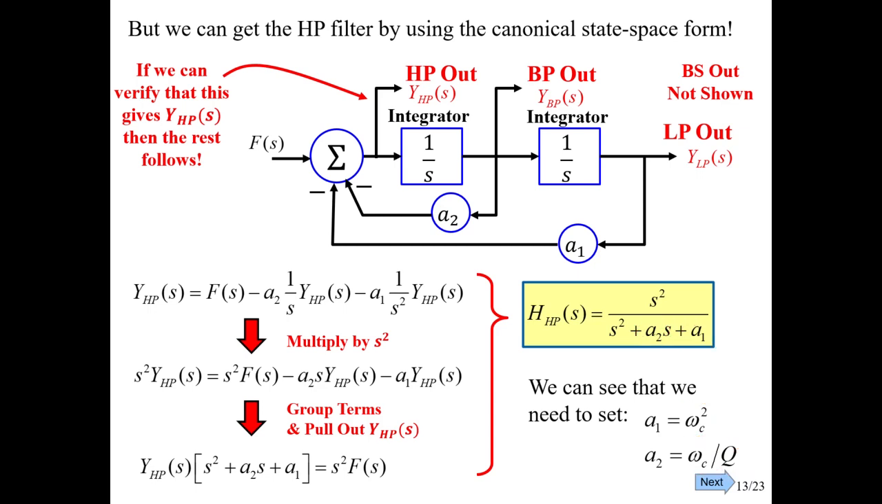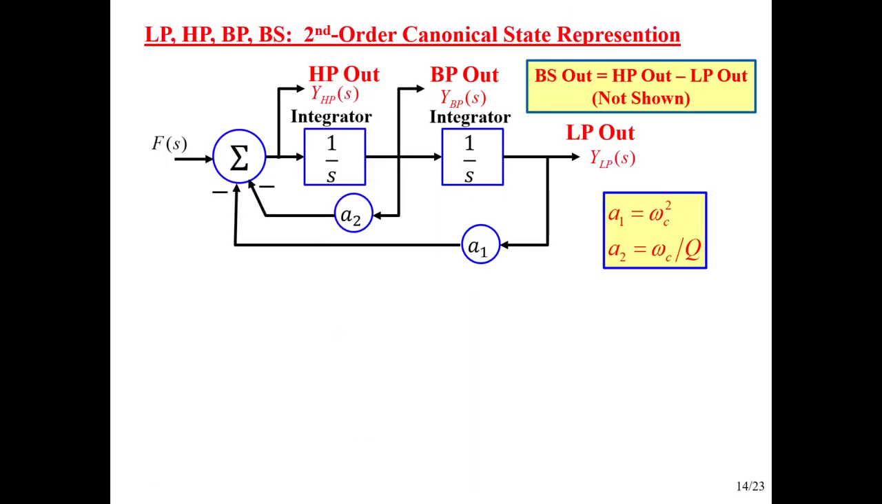So now we have the whole structure worked out here. Again, we got there starting at state space, but now we just have a transfer function. And so there it is in its completeness. I'm not showing the band stop here, but we could get it.